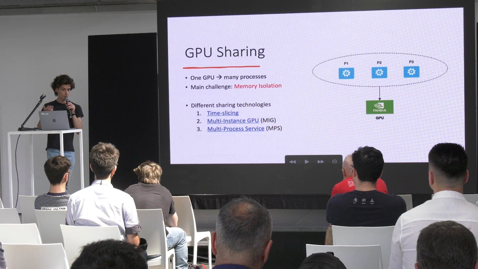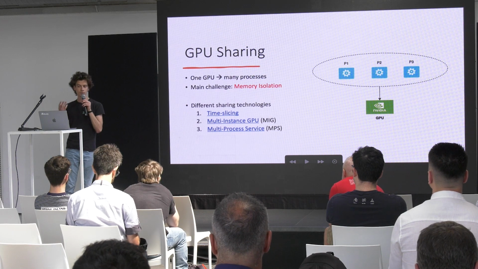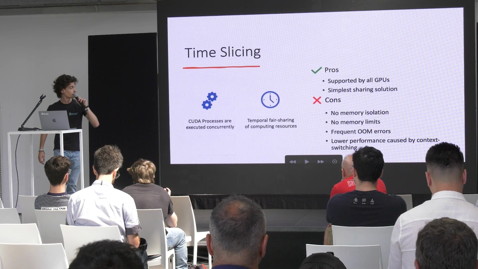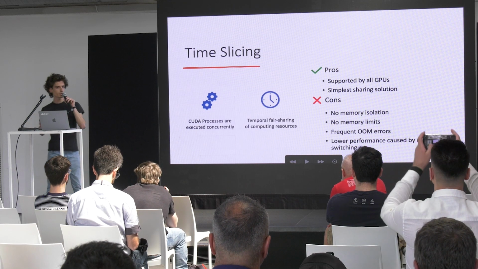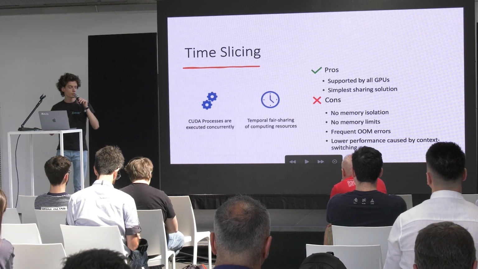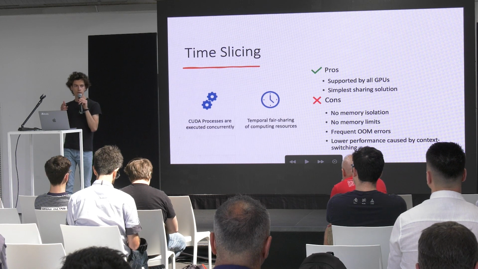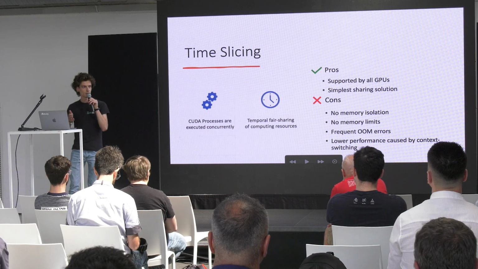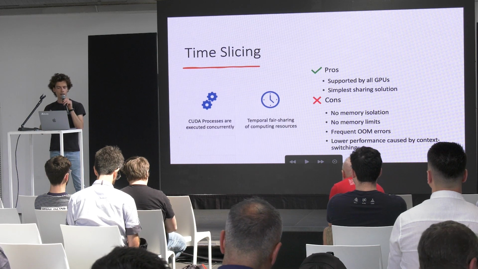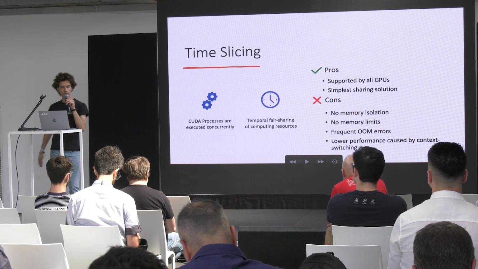And so if we want to share the GPU, we have 3 different techniques, and each of them offers a different level of isolation. Let's start with time slicing. It's the simplest sharing solution, and processes are executed concurrently. So you have a temporal fair sharing of the computing resources of the GPU. You have the GPU that keeps switching among the processes and executes all of them one at a time, like a CPU with one core executing multiple processes, it keeps switching among all of them.